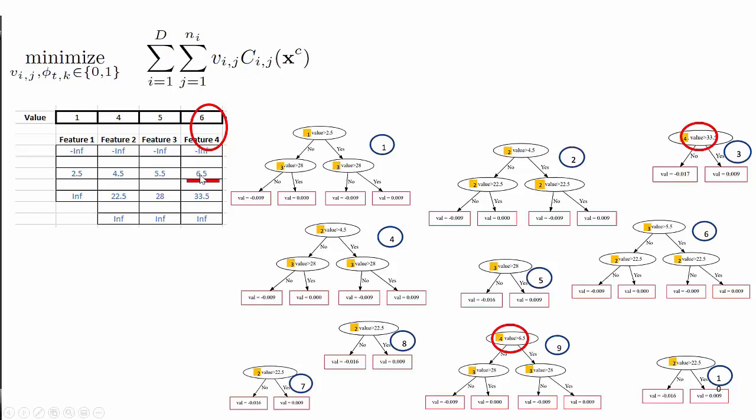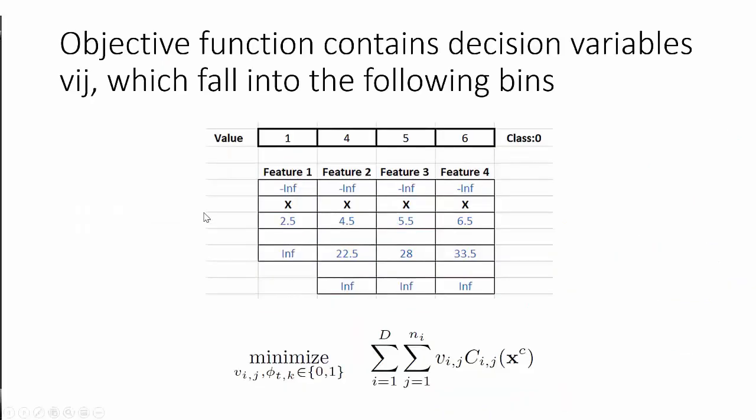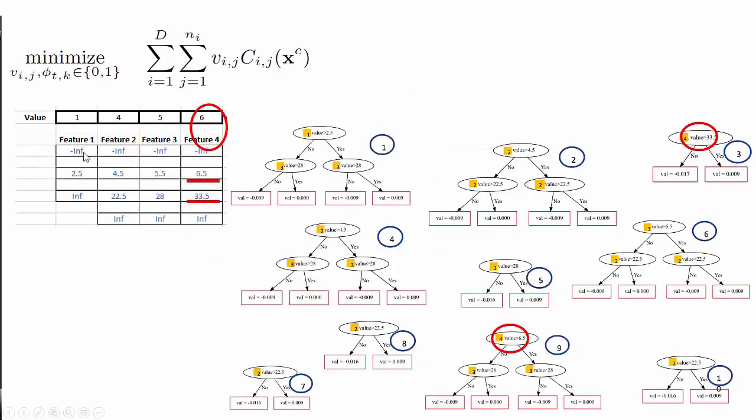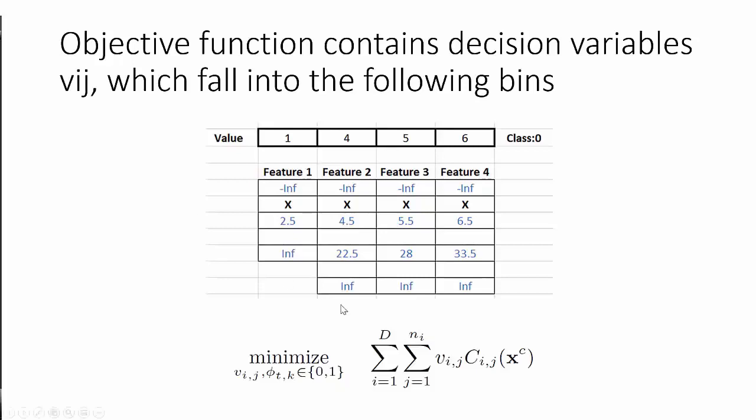Now we do the same exercise for the third feature, and we end up with similar bins. And then when we look at the fourth feature, it's been used just in 2 places, but it gives us also 3 different bins: from minus infinity to 6.5, above 6.5 to 33.5, and above 33.5. So we see that we have binned the features into 11 different bins for those 4 different features. Coming back to the objective function, Vij are binary variables pertaining to those 11 bins.